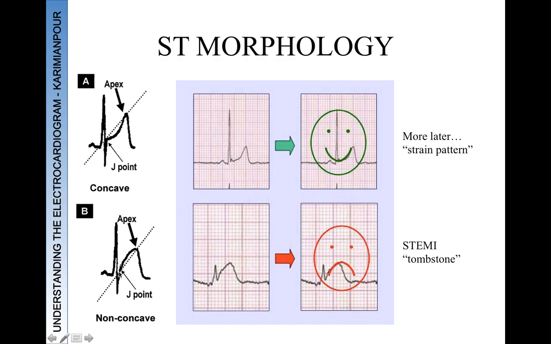If you were to draw a line from the J point all the way to the apex and the ST segment is convex and looks like a hump, like a sad face, then this is probably an ST elevation myocardial infarction in the right clinical setting. This is what we call tombstoning.